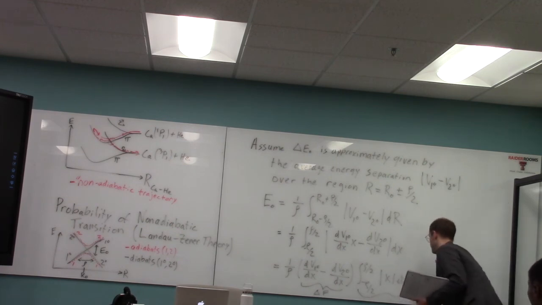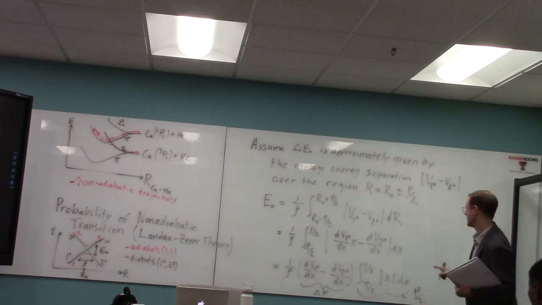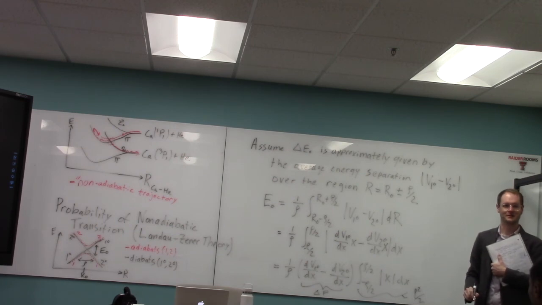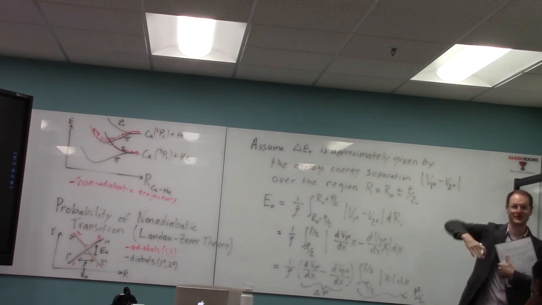Is there a missing x in the second line, second equation? Yeah. Slope times x is the equation for the line.